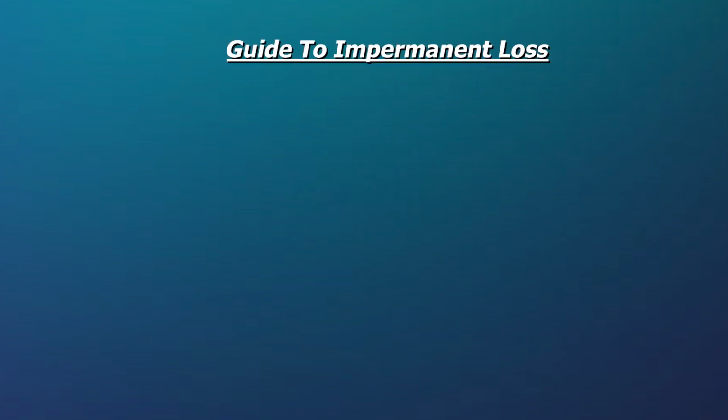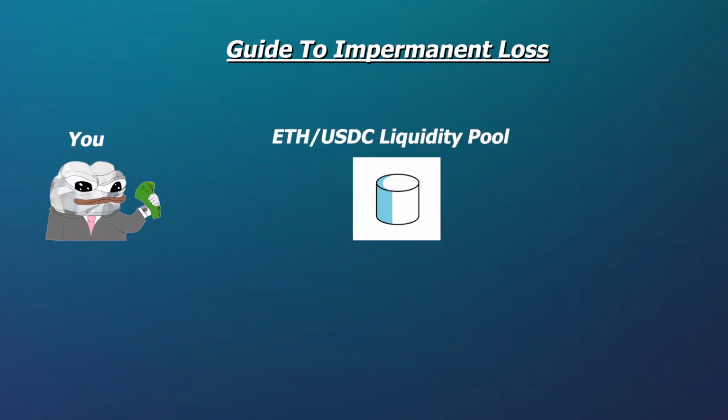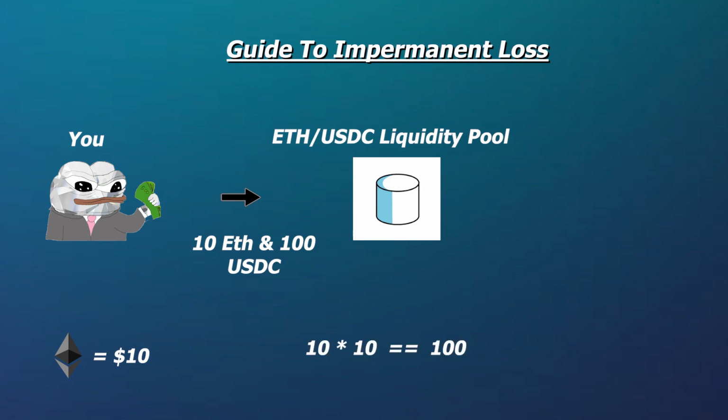Being a liquidity provider does have one notable risk known as impermanent loss. Let's illustrate this concept with an example. Let's say you want to provide liquidity for an ETH USDC liquidity pool. The liquidity pool demands that you provide one-to-one liquidity for these assets. Let's say the price of ETH is $10 and you're supplying 10 ETH and 100 USDC to this liquidity pool. This would be a 1-to-1 ratio and the total value of your provision would be $200.